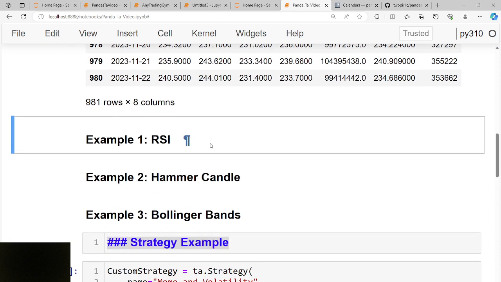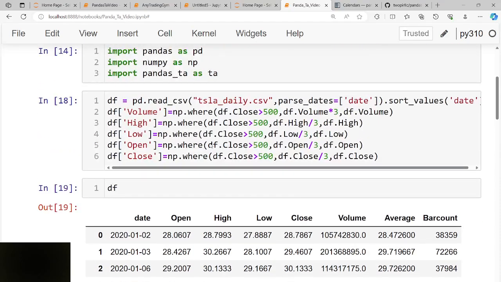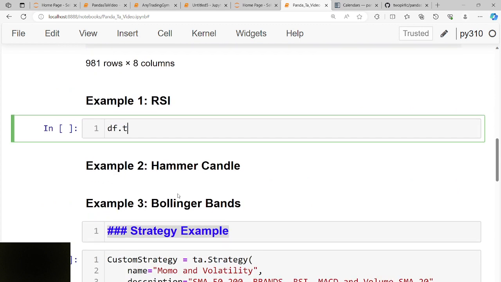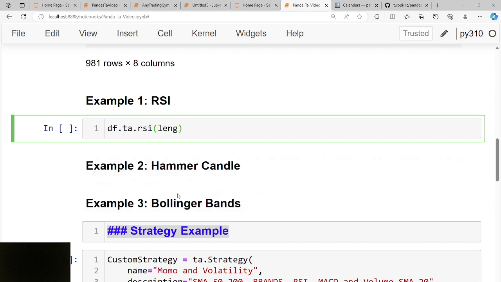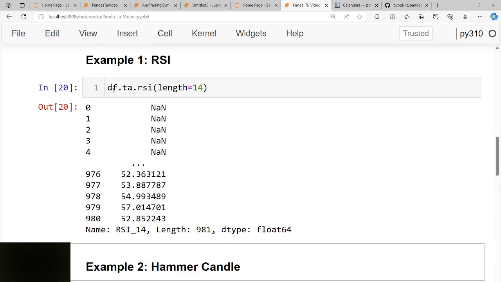Okay. So let me show you first the basics and how to use this library. It's an extension. So you import pandas_ta as ta, and you can do something like df.ta.rsi, and then you fill in the parameters here. If you don't do anything, you get the default. But let's say I want RSI 14, length equals 14. This will be RSI 14.